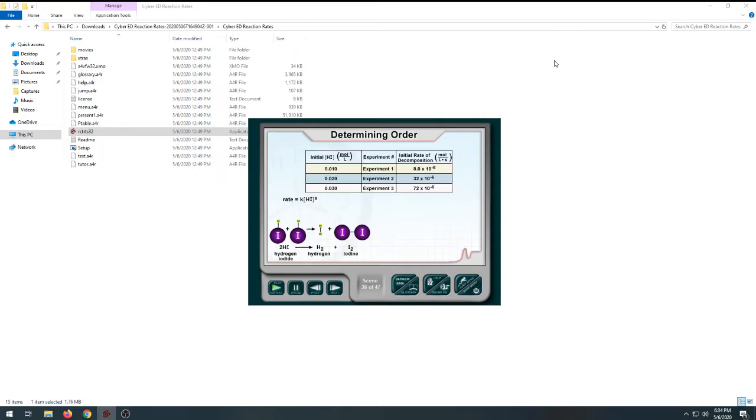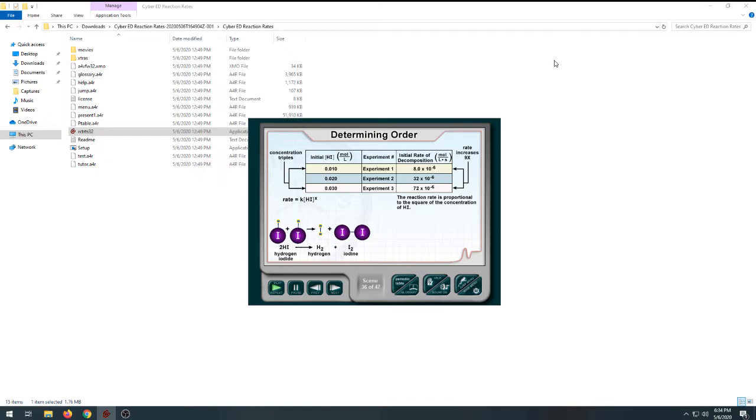Now look at data collected for the decomposition of hydrogen iodide gas into molecular hydrogen and molecular iodine. In this case, when the initial concentration is doubled, as it is between the first and second experiment, the initial reaction rate increases by a factor of 4. Between the first and third experiment, the initial concentration is tripled, and the initial rate increases by a factor of 9. This shows that the reaction rate is proportional to the square of the concentration, since 2 squared is 4, and 3 squared is 9.